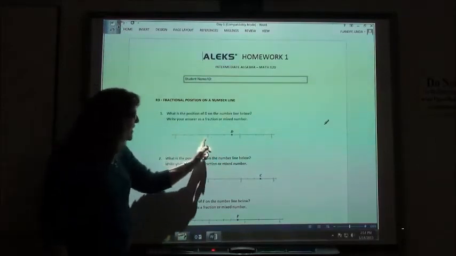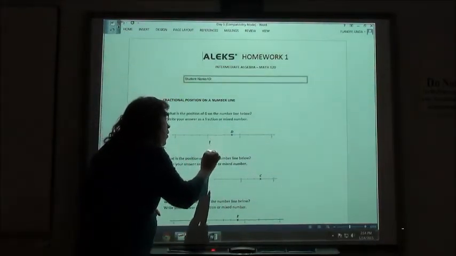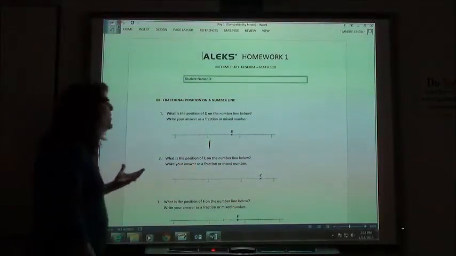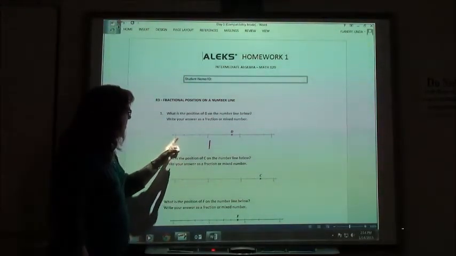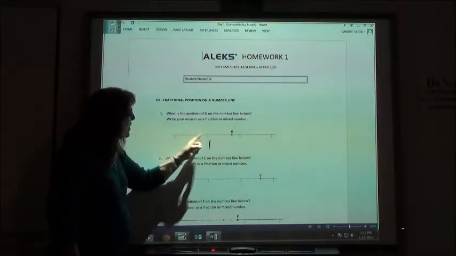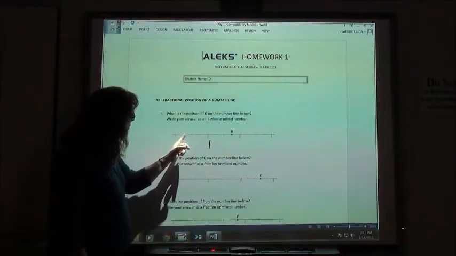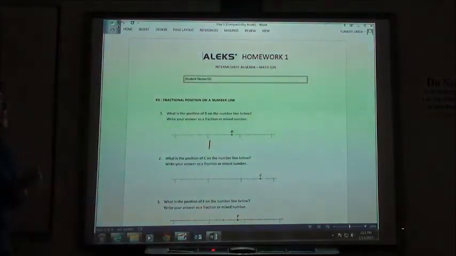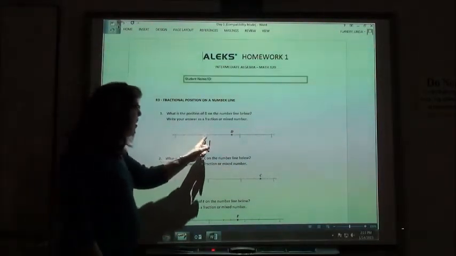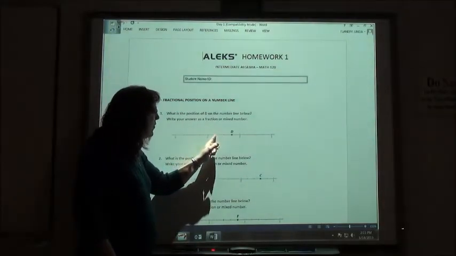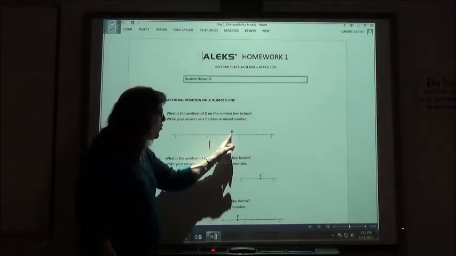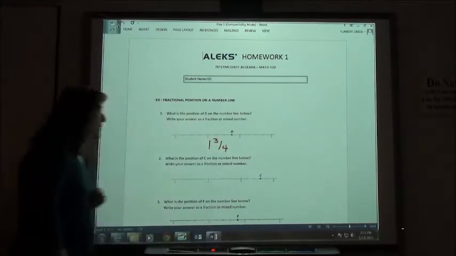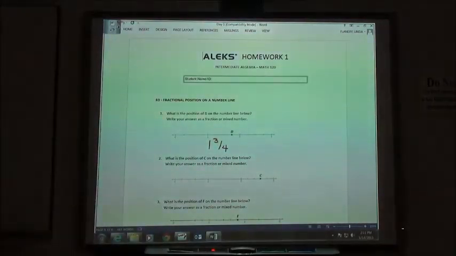So in this case, the D is past the 1. It's going to be 1 and something, which is a fraction. So what I'm going to do is figure out what the denominator of my fraction is by counting how many spaces are between 0 and 1. There's 1, 2, 3, 4 spaces, so each of my little lines is a fourth. So I'm here at 1, I'm going to go 1 and 1/4, 1 and 2/4, 1 and 3/4, so D would be 1 and 3/4 on my number line.